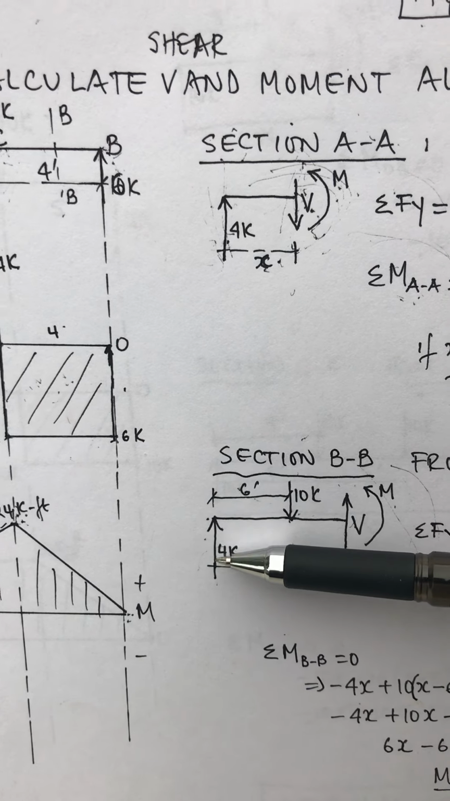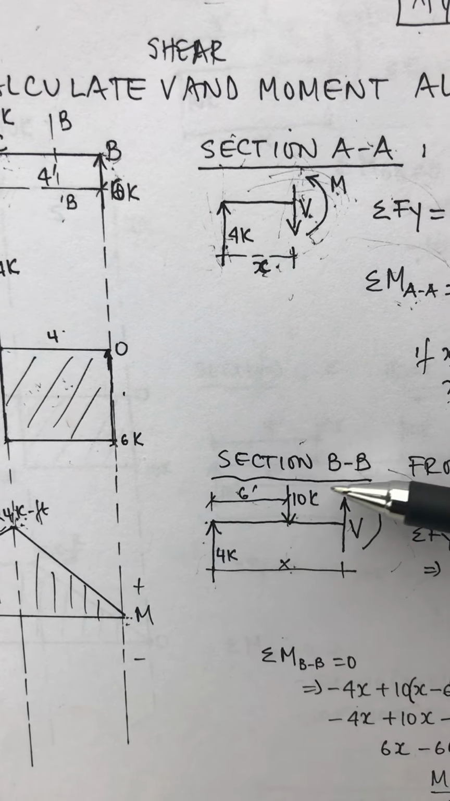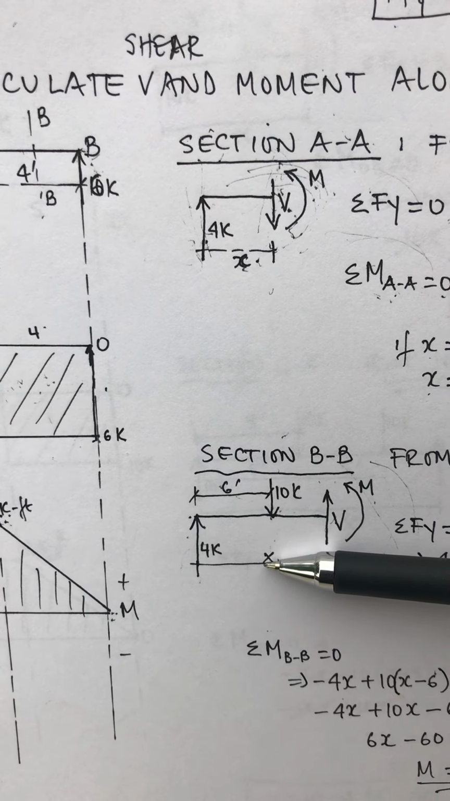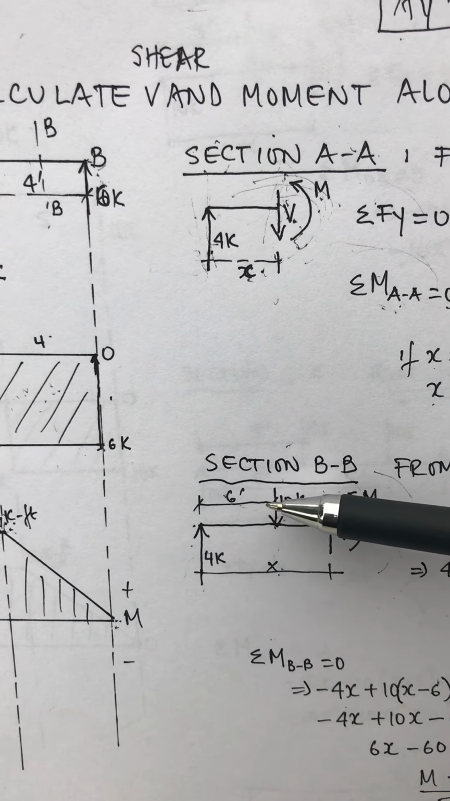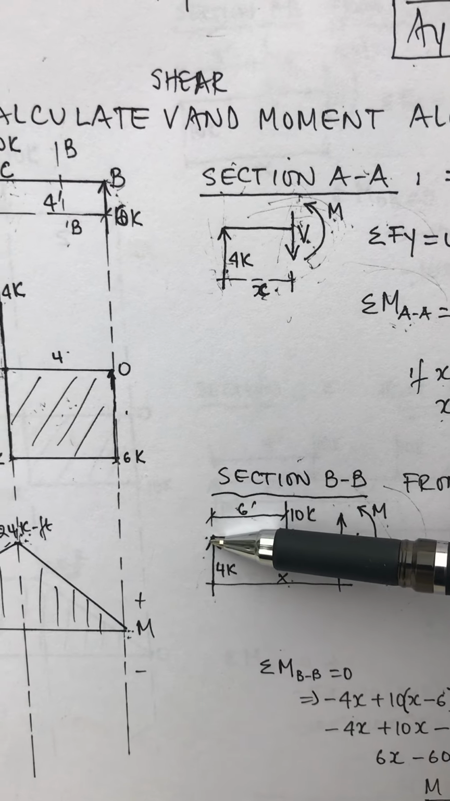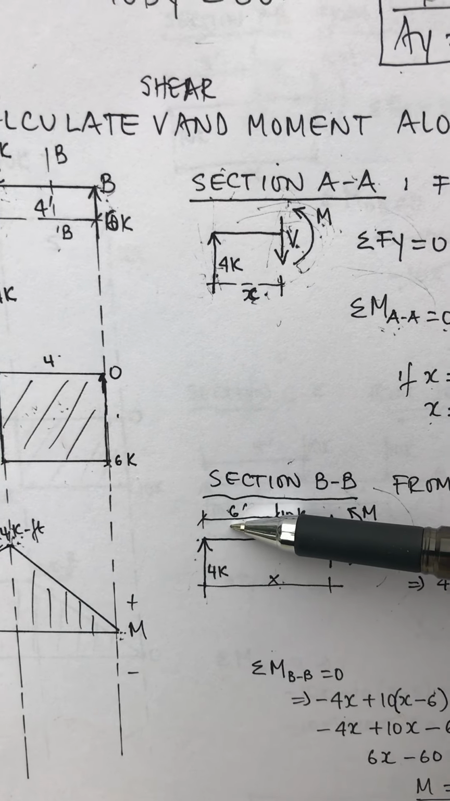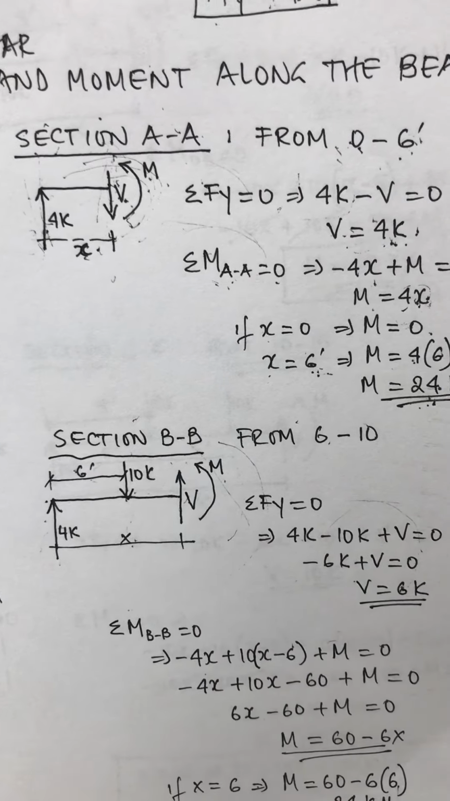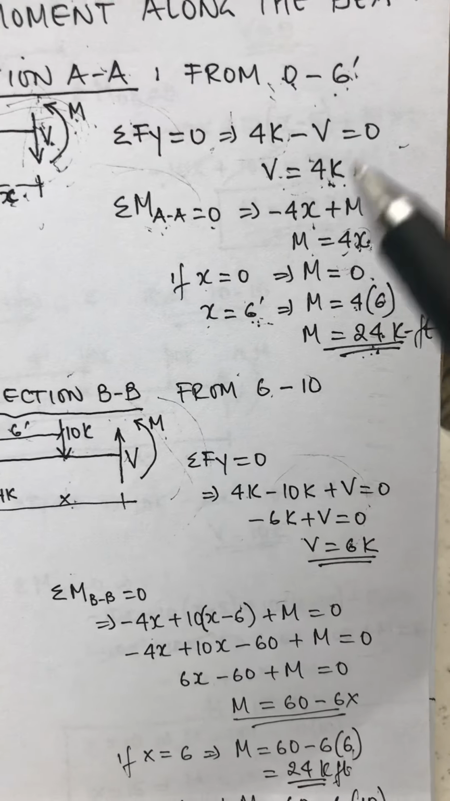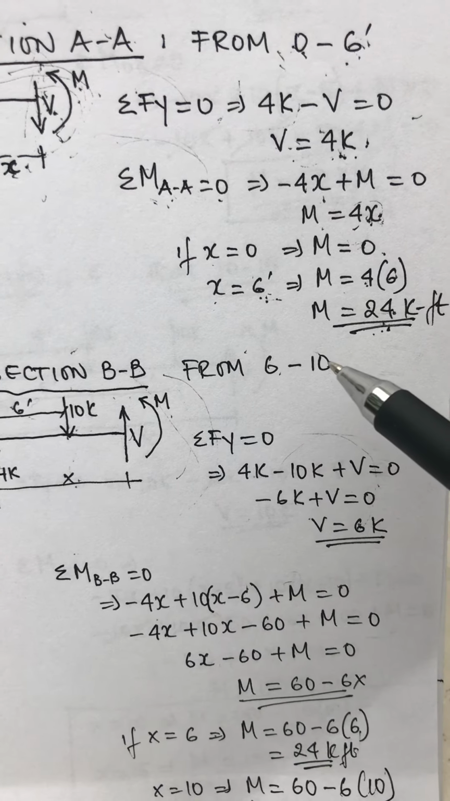But what's the distance from A to the cut? I don't know it. That's why I have x. But I know the distance from 10 to A. Give me 6. Okay, so we do the same thing like we did for 0 to 6. Here is from 6 to 10.